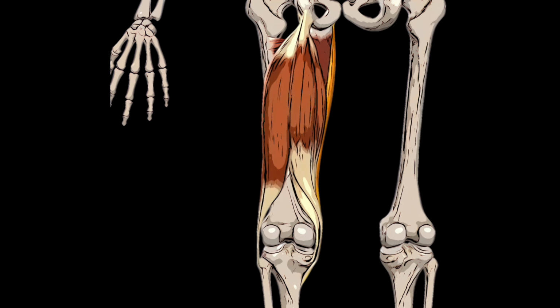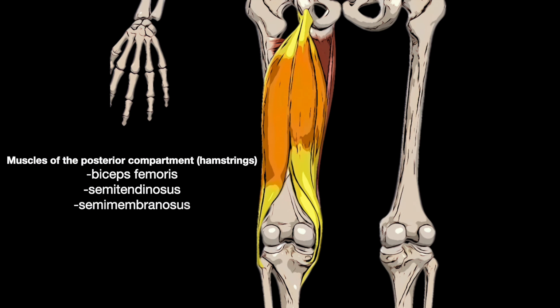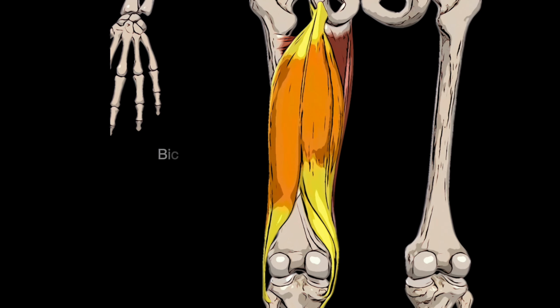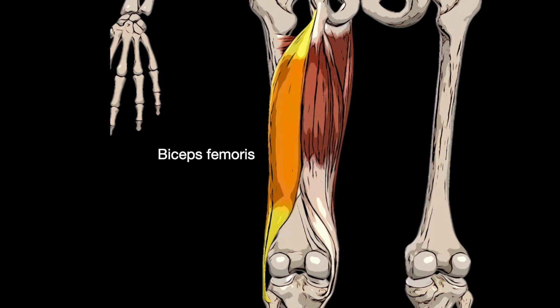And then finally, the muscles of the posterior compartment of the thigh, otherwise known as the hamstrings. The hamstrings mainly extend the thigh at the hip joint and flex the leg at the knee joint. The first muscle in this group is the biceps femoris, which lies laterally within the posterior compartment and attaches the ischium and femur to the fibula. It extends the thigh at the hip joint and flexes the leg at the knee joint.